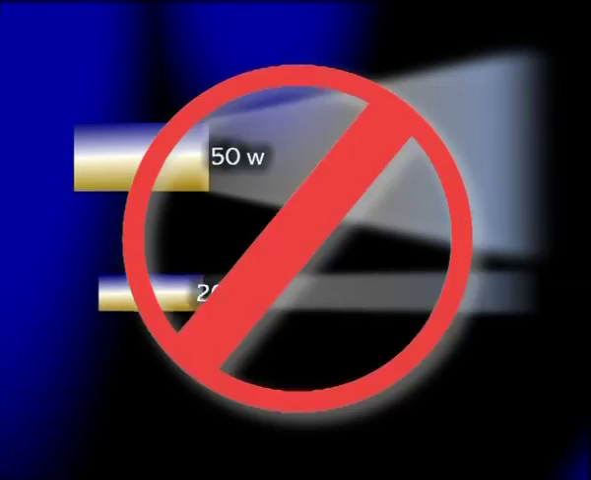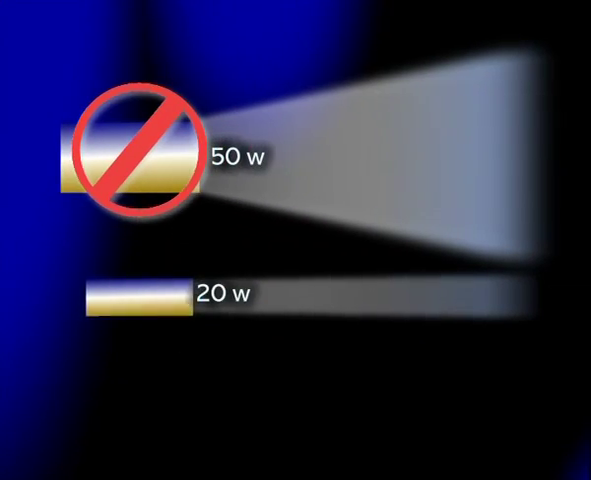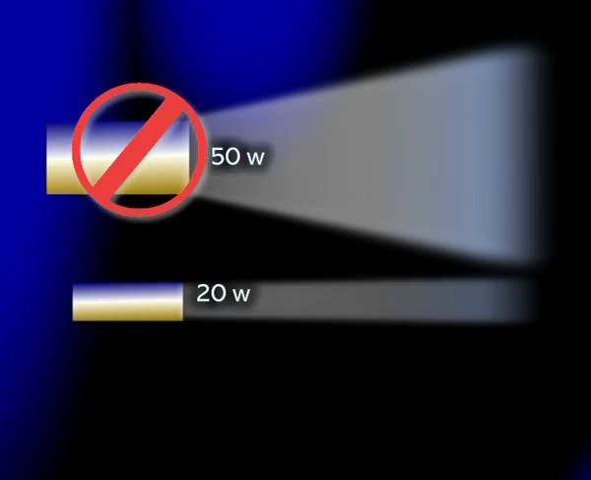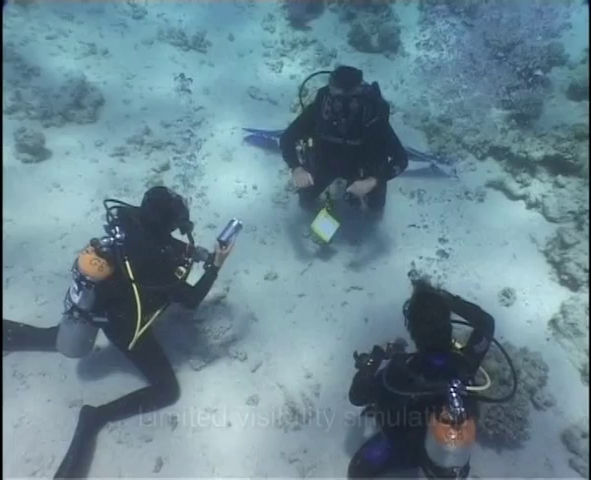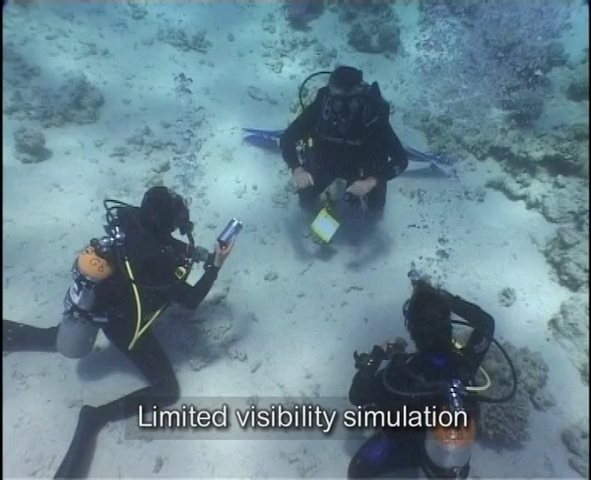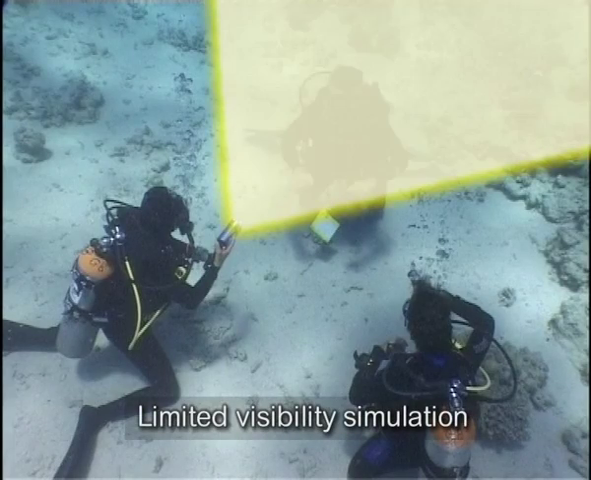A powerful dive light, 50 watts, is useful for signaling, but certainly not for seeing. If it has a wide beam, it will illuminate all the particles suspended in the water between you and what you are looking at, producing an annoying fog effect.